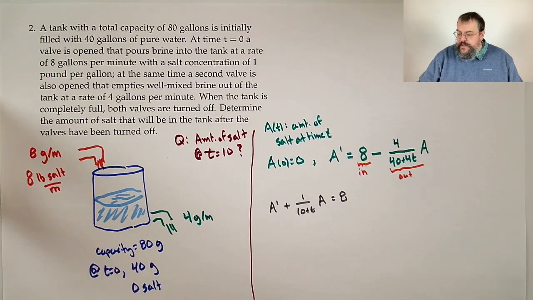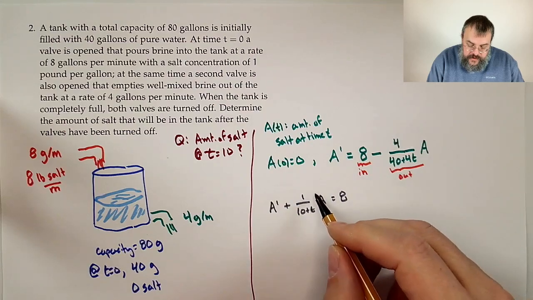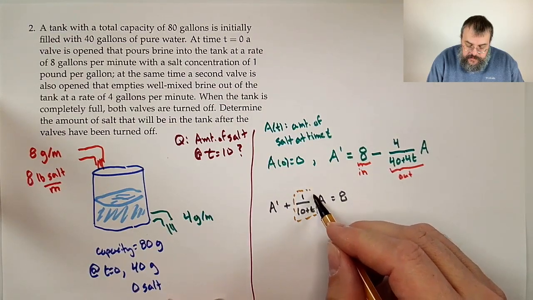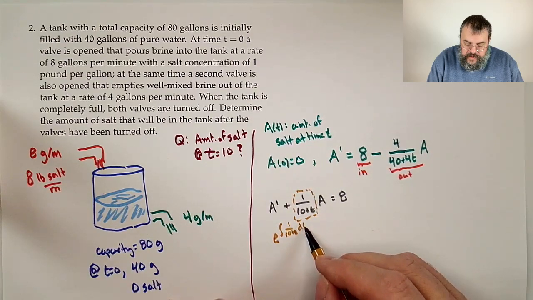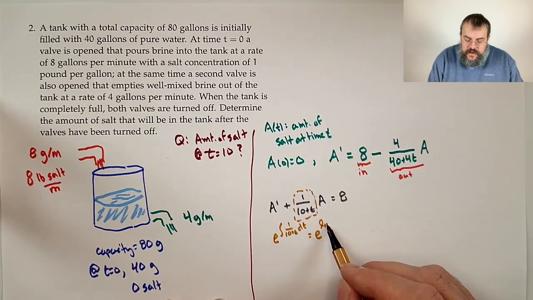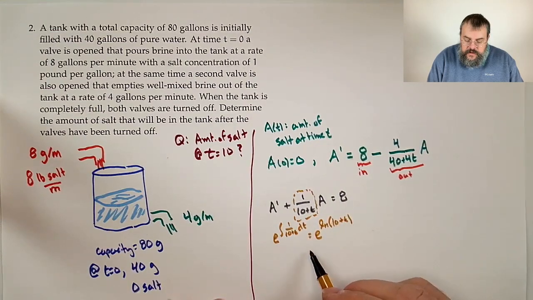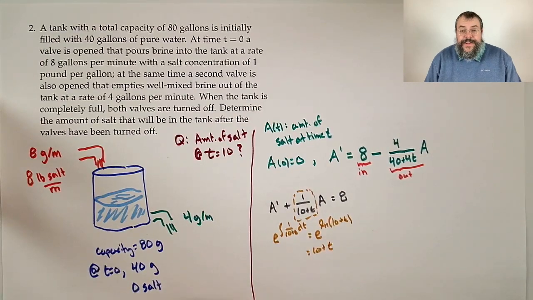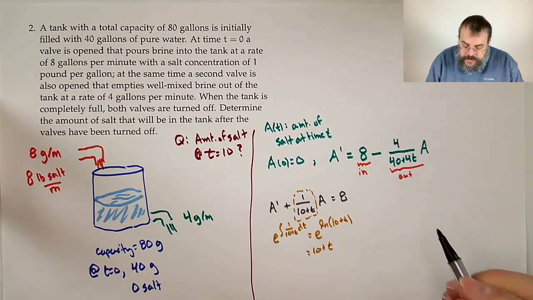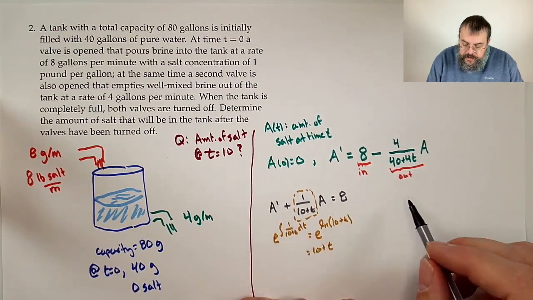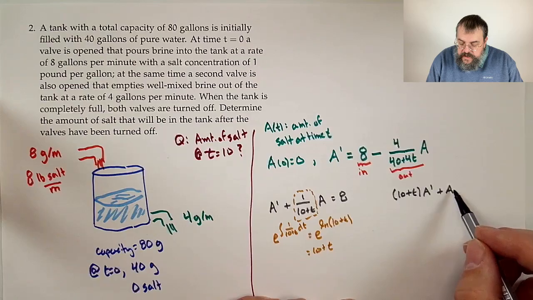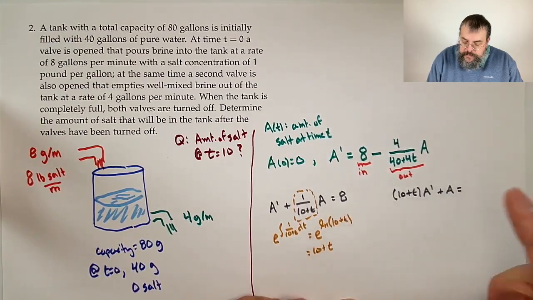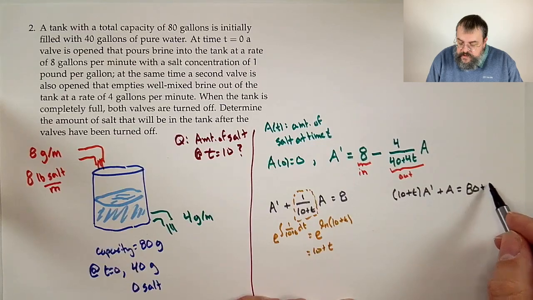So let's take a look at the integrating factor. We're going to use this first piece here, so we take e to the integral of 1 over 10 plus t. That's e to the natural log of 10 plus t, which is 10 plus t. That's our integrating factor. So we multiply through. We have 10 plus t times A prime plus A is equal to, multiplying 10 plus t by 8, 80 plus 8t.